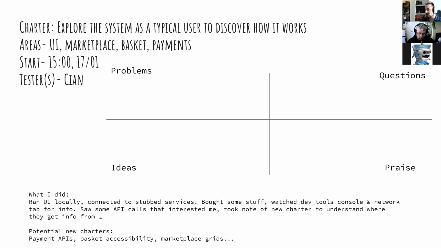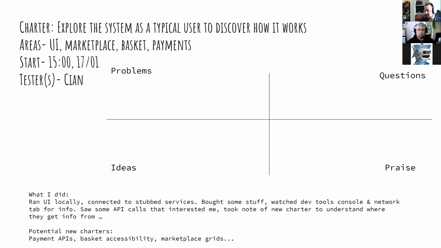And then these lovely quadrants. I typically use these just to arrange my thoughts, essentially. So a problem is something that makes me think, this definitely shouldn't do this. A question is something that makes me think, should it do this? An idea is something that makes me think it would be better if it did this. And then praise is obviously stuff that makes me think it's amazing that it does this.